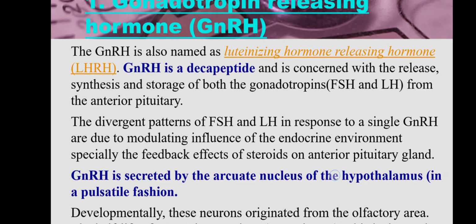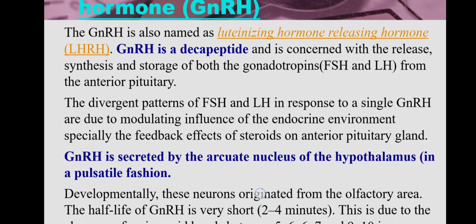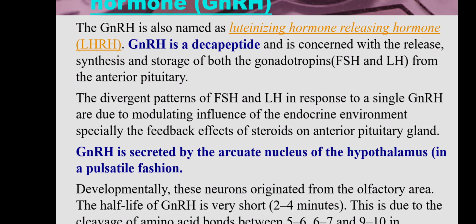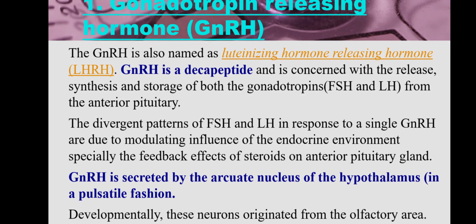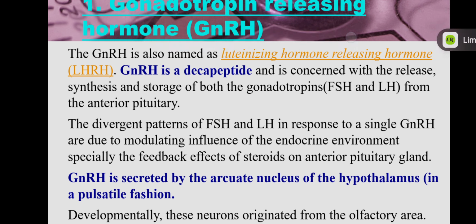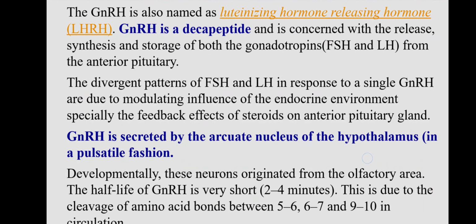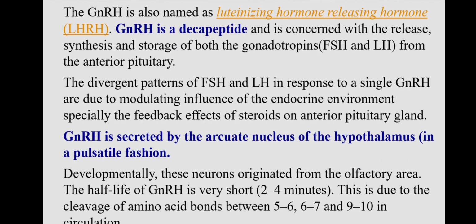So here the GnRH is secreted by the arcuate nucleus of the hypothalamus in a pulsatile fashion. It has the effect on the release of gonadotropins FSH and LH from the anterior lobe of the pituitary. The divergent patterns of FSH and LH in response to a single GnRH are due to the modulating effect of the endocrine environment, especially the feedback effects of steroids on the anterior pituitary gland.